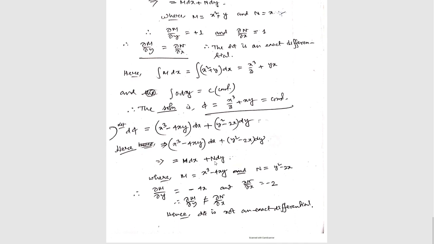Okay. And then the next one: you have to test whether d phi is equal to x cube minus 4xy dx plus y square minus 2x dy is an exact one or not. So this can be written as M dx plus N dy, where M is equal to x cube minus 4xy and N is equal to y square minus 2x. From here, del M by del y is equal to minus 4x, and del N by del x is equal to minus 2. So del M by del y and del N by del x are not equal. From this you can easily conclude that d phi is not an exact differential equation.